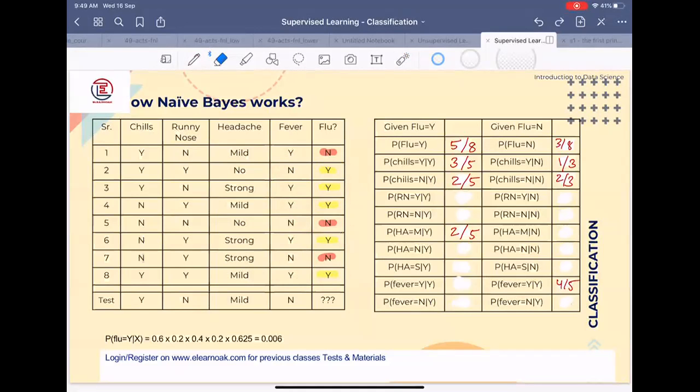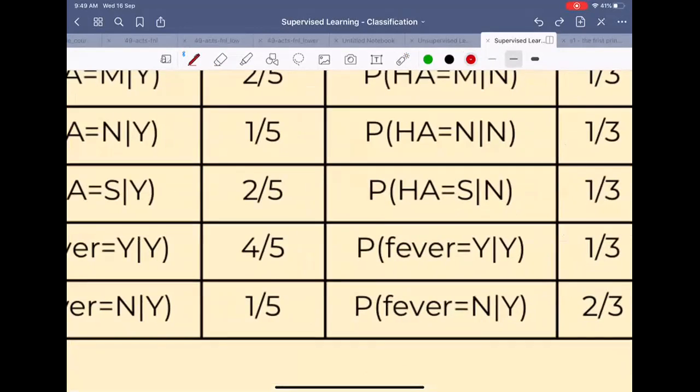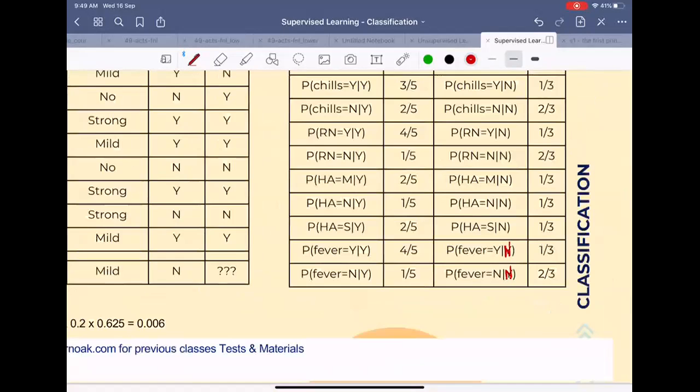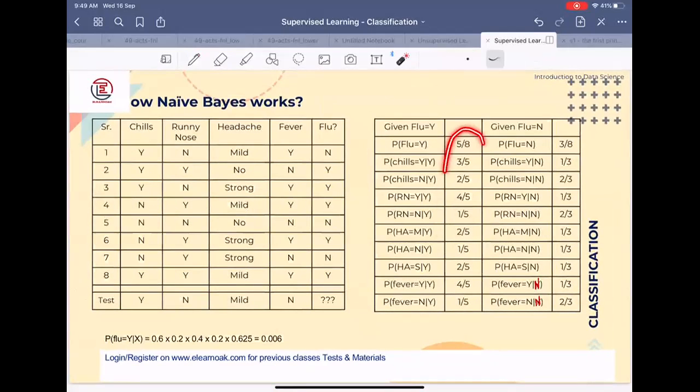Okay, let me go to my next slide where I have already evaluated these answers. Here I have made a mistake actually. This should be fever as yes and flu as no, because this entire column is for no. But apart from that, these are the individual probabilities that we can evaluate. Now we are not really interested in these individual probabilities. What we are interested in is evaluating this test term.